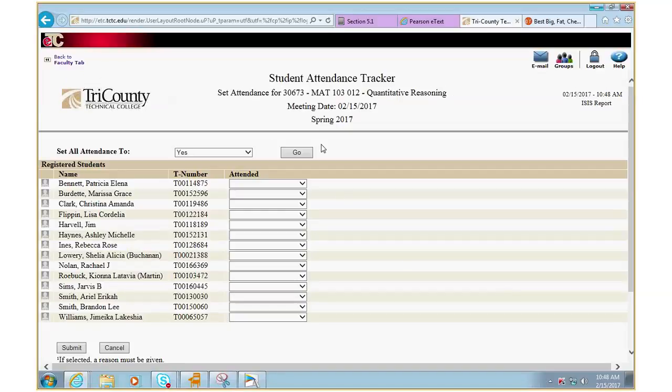All right, Wednesday. Bennett's here. Burdette is here, right? Clark. Flippin. Harvell is here. Haynes. Inez. Lowry is not here. Nolan is here. Roebuck is here. Sims. Smith. Ariel, she Skyped in. Mr. Smith is here, and Miss Williams is here.